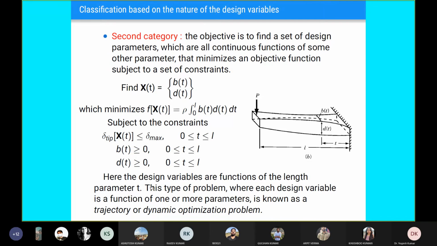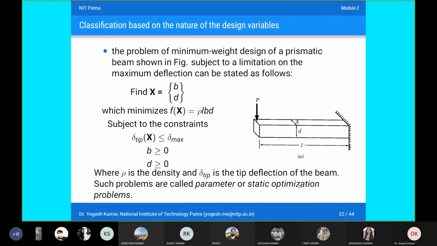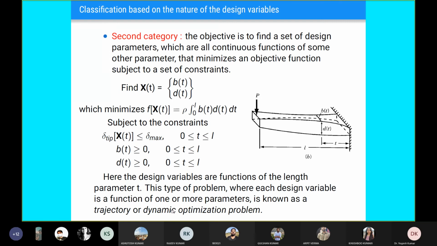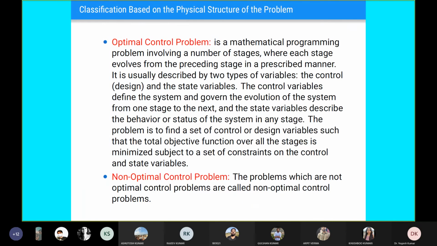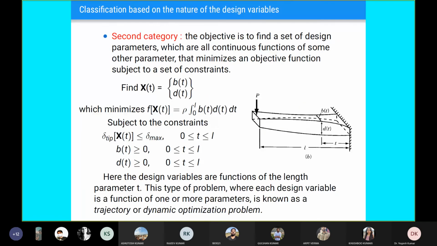So this type of problem may be called a dynamic optimization problem. The previous one, the first category, was a static optimization or parametric optimization problem, and the second category is a trajectory or dynamic optimization problem. These types of problems you will see while solving real life problems.